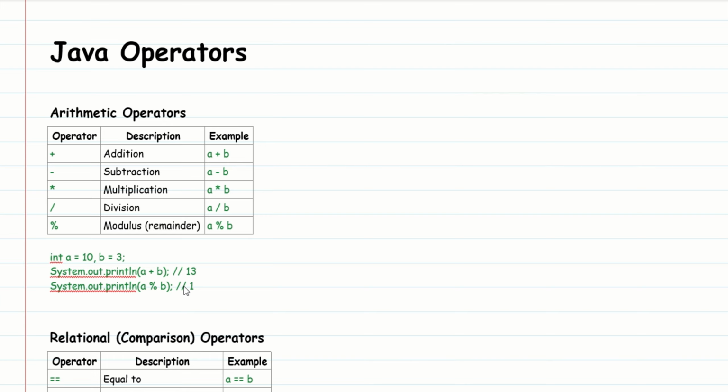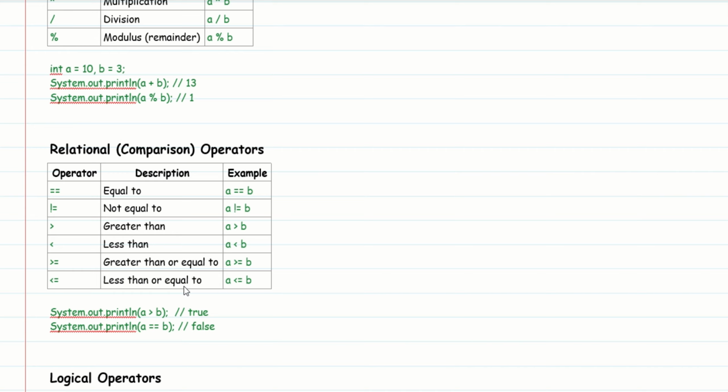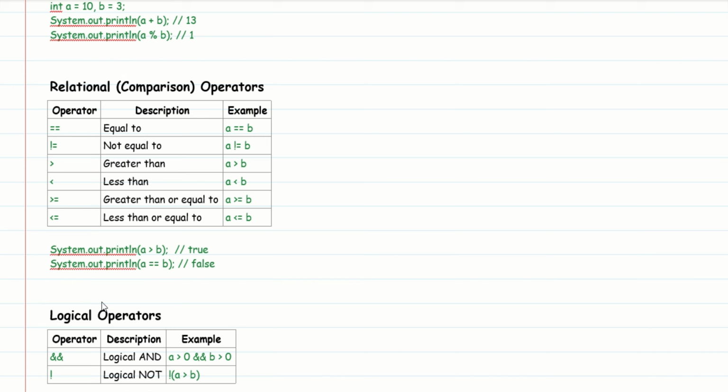Then we have relational operators, used to compare two values. Most of the time we use these operators in conditional statements to evaluate multiple values. So we have equal to, not equal to, greater than, less than, greater than or equal to, and less than or equal to. The operators here are double equals, not equals, greater than symbol, less than symbol, and less than or equals symbol. The output of a relational operator is true or false.